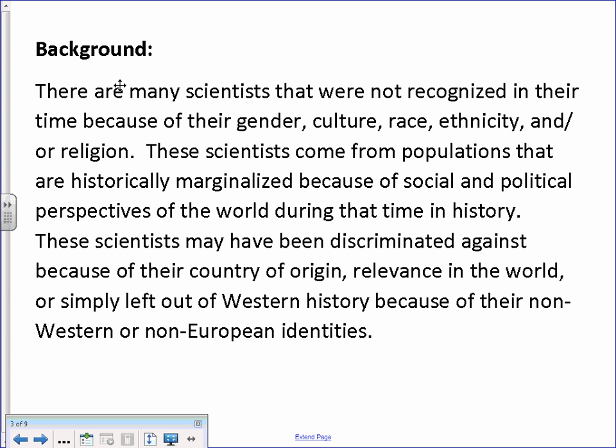Some scientists from different populations, specifically outside of the Western world, were marginalized because of something going on in their world, in their culture at the time. Maybe they were recognized, maybe they weren't. Maybe they were told, you're a girl, you probably shouldn't do science. Or, you don't look like the rest of the scientists in our crew, so you're not allowed to join our crew. So I want you to look into that some.